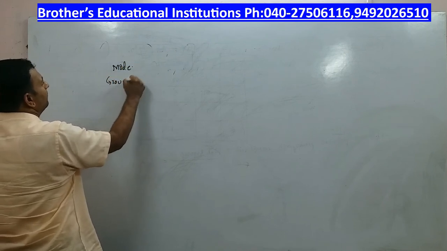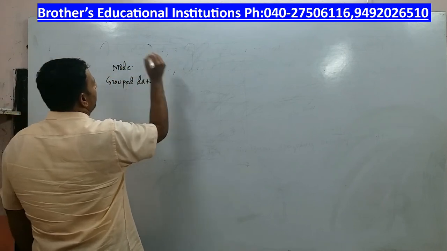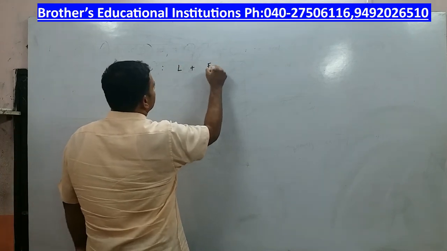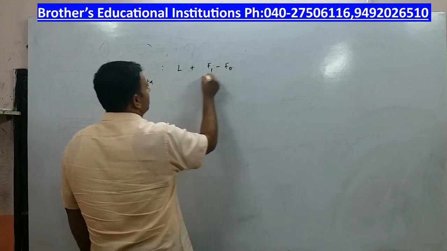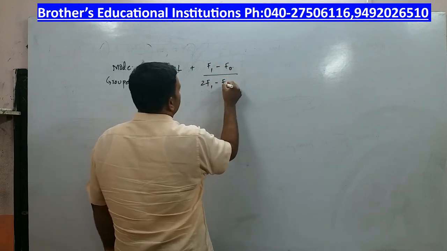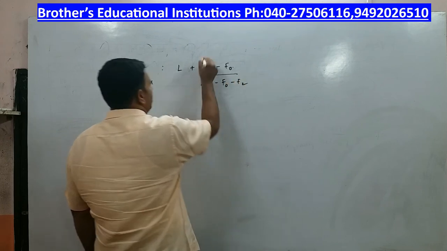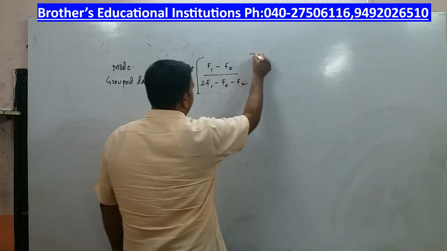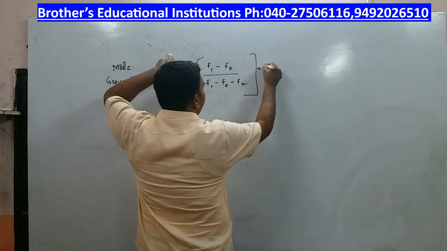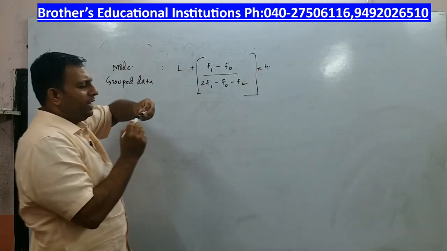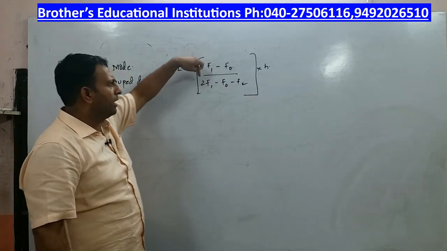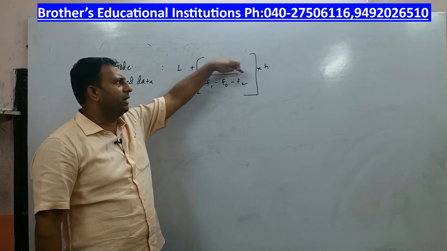So the formula for mode in grouped data is L plus (F1 minus F0) by (2F1 minus F0 minus F2), into H. Remember, this entire thing should be in brackets. Don't mix this with L into H. So you must read this very carefully. L plus F1 minus F0 by 2F1 minus F0 minus F2 into H.